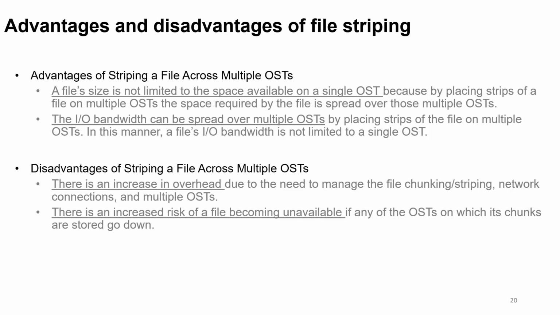Now let's review some advantages and disadvantages of file striping. Advantages include that a file size is not limited to the space available on a single OSD, and the I/O bandwidth can be spread across multiple storage targets by placing stripes of files on multiple storage targets. In this manner, the file's I/O bandwidth is expanded. The disadvantages are that, like I mentioned previously, this can increase the overhead due to the need to manage the file chunking, striping, network connection, and multiple OSDs. And this can increase the risk of a file becoming unavailable if any of the object storage targets on which its chunks are stored go down.